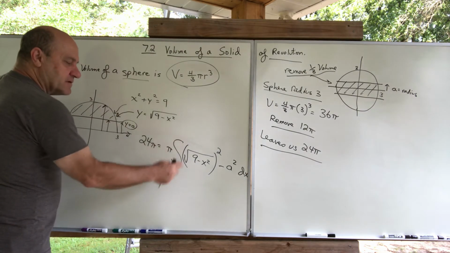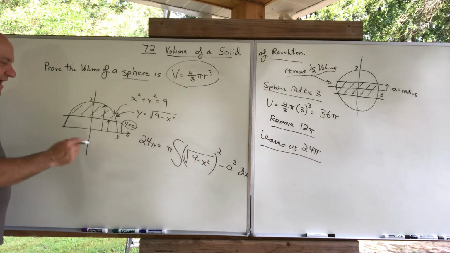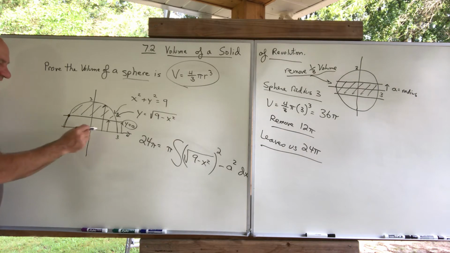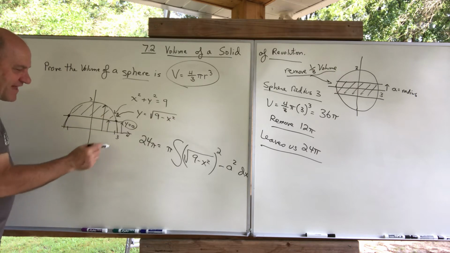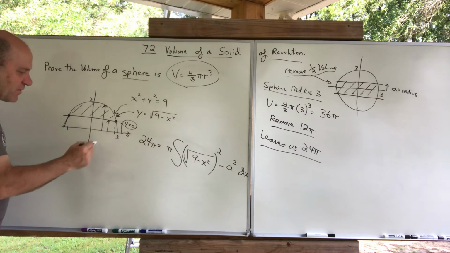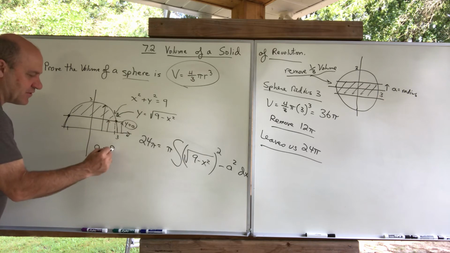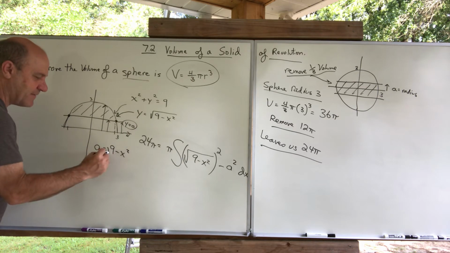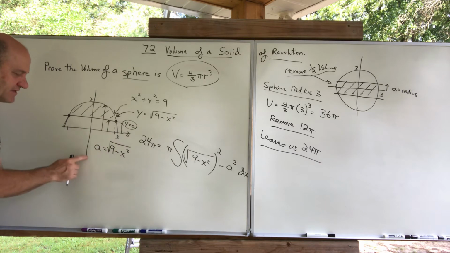I need bounds. I need some bounds here. Now, what am I going to do? I can go from here to here to get that volume. Now that's not 3, you guys, that is not 3. That is wherever A intersects the semicircle, the square root of 9 minus x squared. Aha, I need to find that point of intersection.